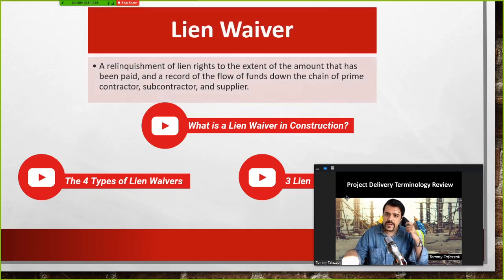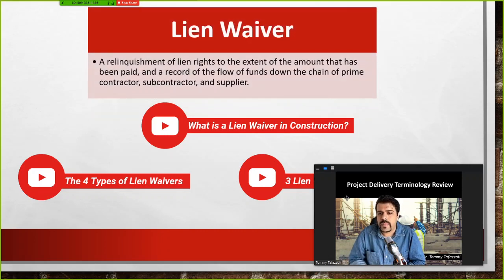So lien waivers, if you remember, are a relinquishment. It means you waive your right to the extent of the amount that has been paid, and a record of the flow of funds, okay? It means you cannot claim that you have not been reimbursed for the money. So when you sign that, you cannot place a lien on the contract, and that could be between a subcontractor and a contractor, or between a contractor and the owner.